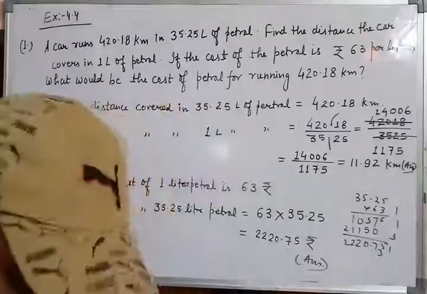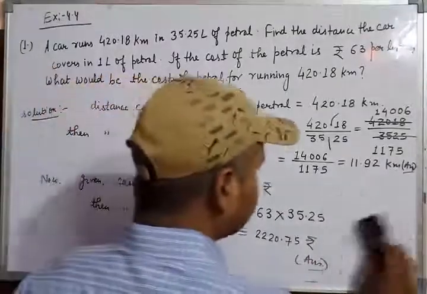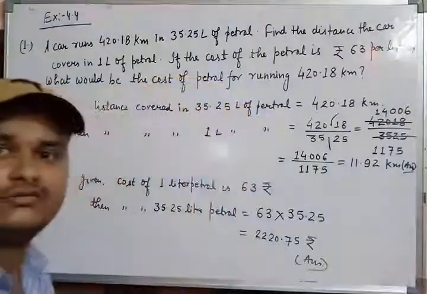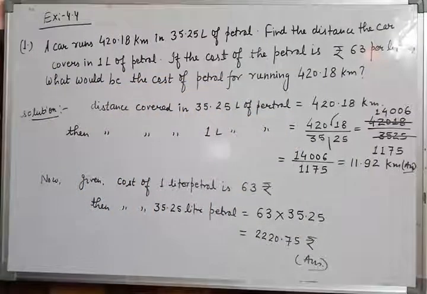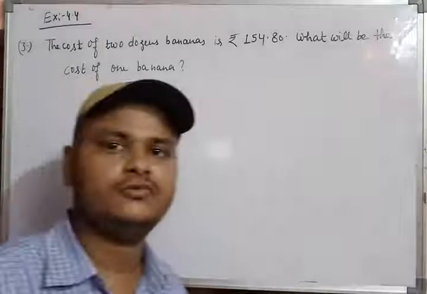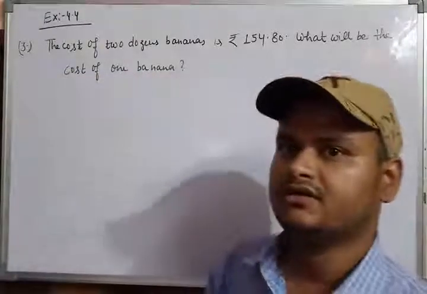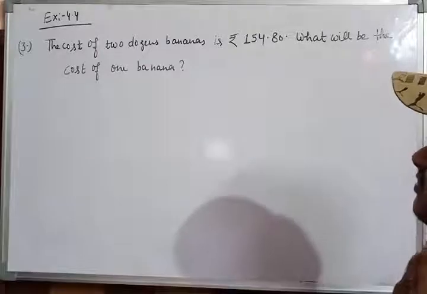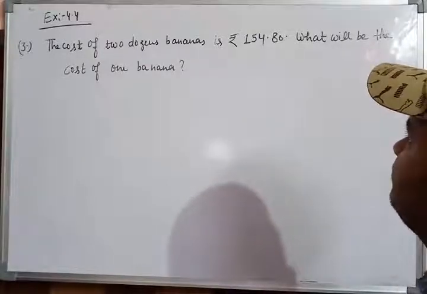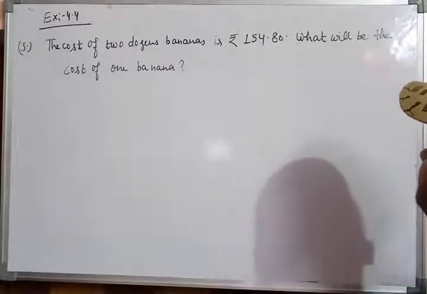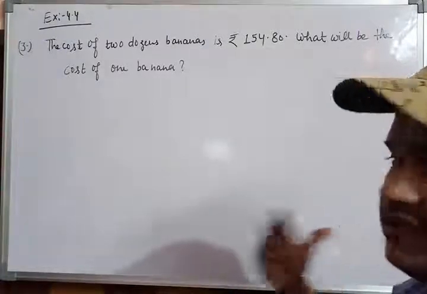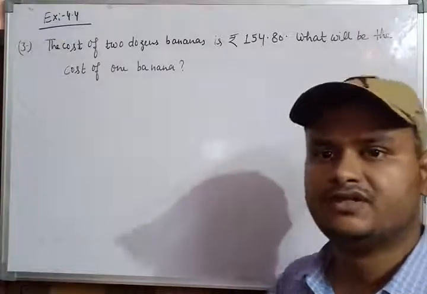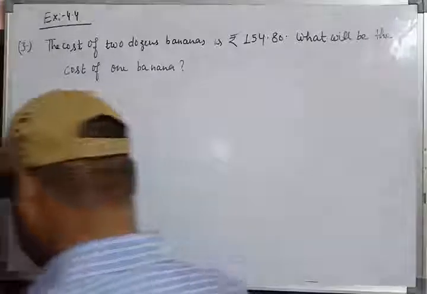So students, before moving on to the next question, pause the video to note it down in your copy or take a screenshot. So students, we are moving on to the next question. Question number 3: the cost of 2 dozen bananas is 154.80 rupees. Then what will be the cost of 1 banana? So this is another example of a unitary problem. Let's start the solution of this question.